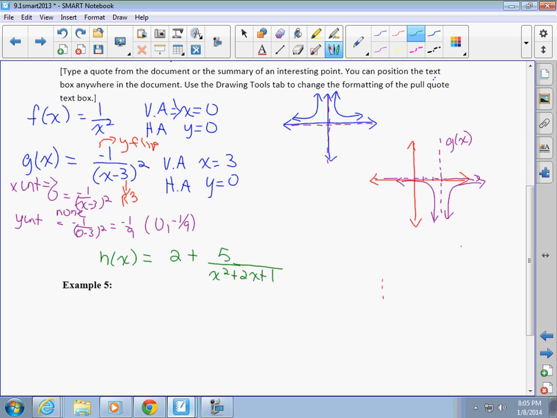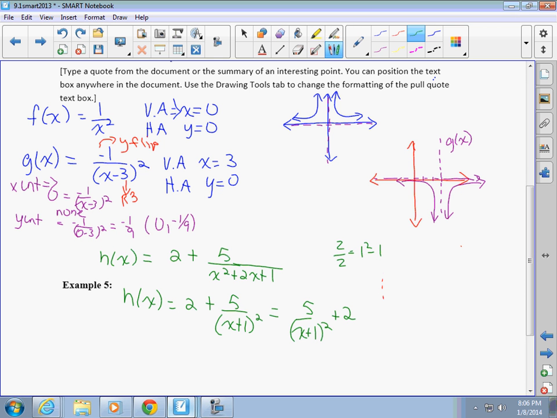So for this one, if I take my 2, which is my middle term, divide it by 2 equals 1 and square it, I should get my last term, and I do. So that means I can factor this into (x plus 1) all squared. Remember, I take the sign of the middle value. So this can be rewritten as 5 over (x plus 1) squared plus 2.